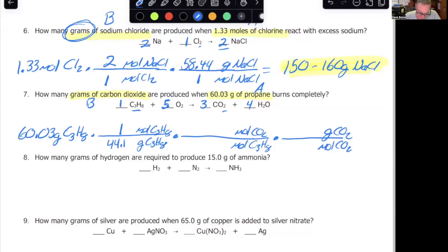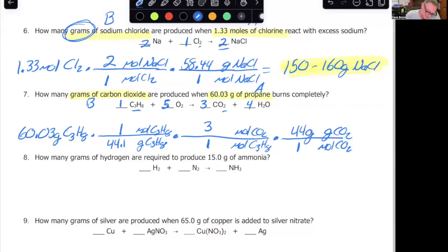So now I can do a mole-to-mole ratio, which is great. So C3H8 is a 1 to CO2 is a 3. So a 1 to 3 ratio. Next, I want moles of CO2. 1 mole of CO2 is equal to 44 grams.